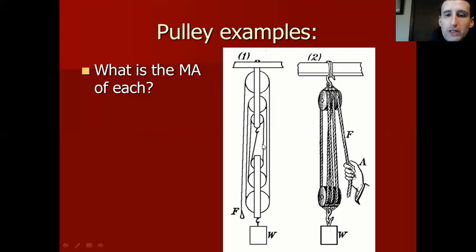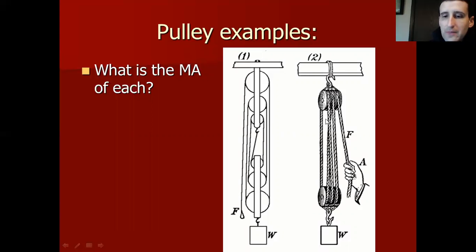One, two, three, 4, 5, 6, 7. It's not 7, right? The 7th one is not actually supporting the weight. It's where I'm pulling. So it's the other 6. Mechanical advantage of number 1 is 6. Mechanical advantage of number 2.